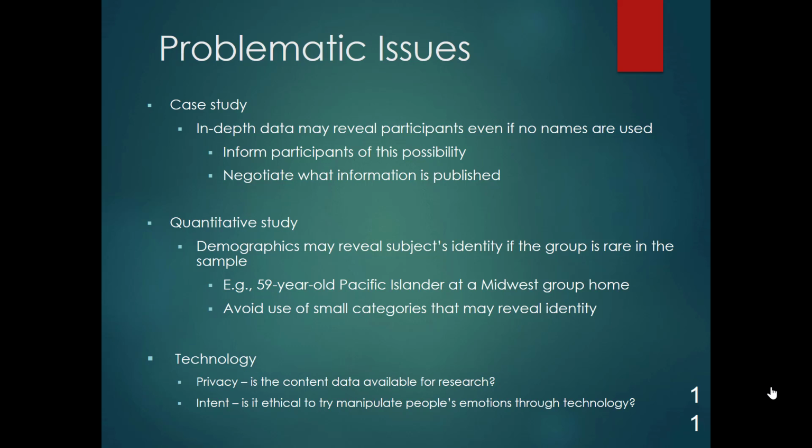Two things about technology: privacy and intent. Privacy has to do with asking yourself, is the content data available for research? When it comes to intent, is it ethical to try to manipulate people's emotions through technology? So think about these issues whenever you're doing your research project, whenever you're coming up with a topic, and also when you're formulating your research plan. These are some things that you may want to consider.